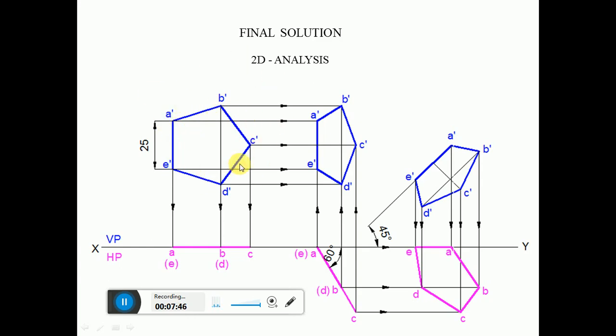Once you get the pentagon, now we need to draw the top view. Since the surface is perpendicular to HP, in HP you are going to get a line. So draw vertical projectors from A dash and E dash, and draw vertical projections from B dash, D dash, and also from C dash to the XY line, because all the sides are resting on the vertical plane. So when you look from the top view, A dash, B dash, C dash is near to the observer, so ABC becomes visible, and D dash and E dash are away from the observer.